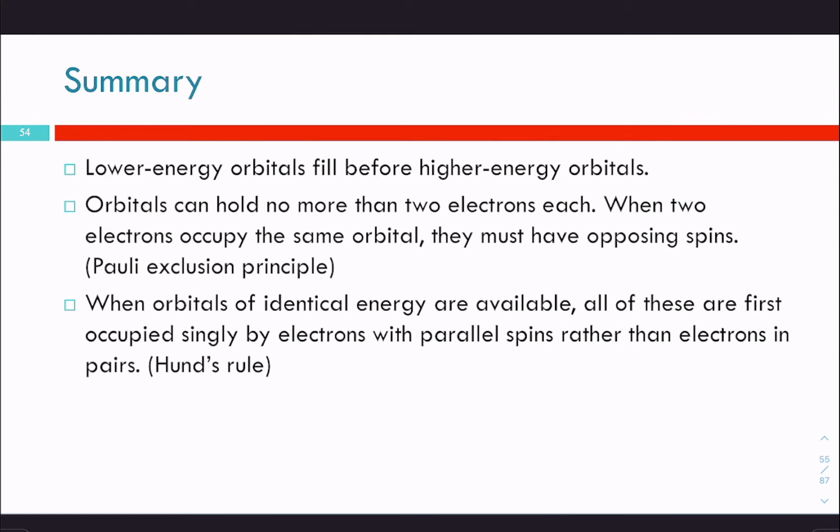So to summarize, lower energy orbitals fill before higher energy orbitals. Orbitals can hold no more than 2 electrons. They have to have opposite spins. And when you're filling orbitals of identical energy, so like the p block or the d block, you fill them one at a time first, all with the same spin, and then you come back and you start doubling up if you still have more electrons.